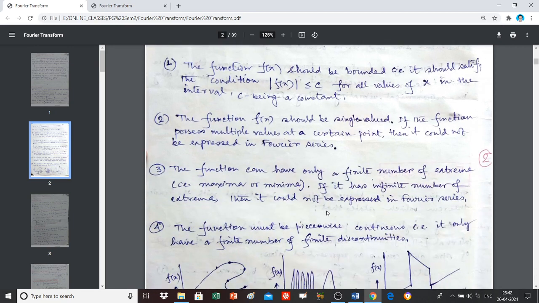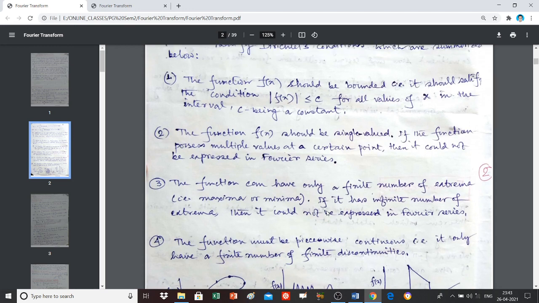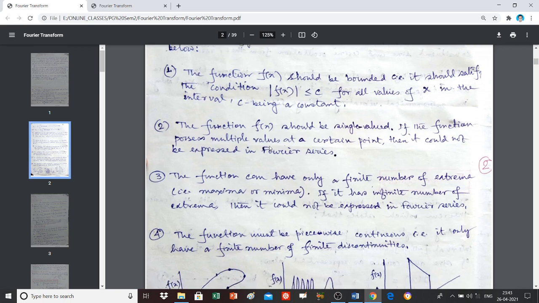Number two condition is that the function f(x) should be single valued. That means for a certain value of x, if you consider that the function is f(x), so it depends on the variable x, then for a certain value of x the function should have a single value, not multiple values. If it has multiple values for a certain value of x, then it cannot be expressed in Fourier series.